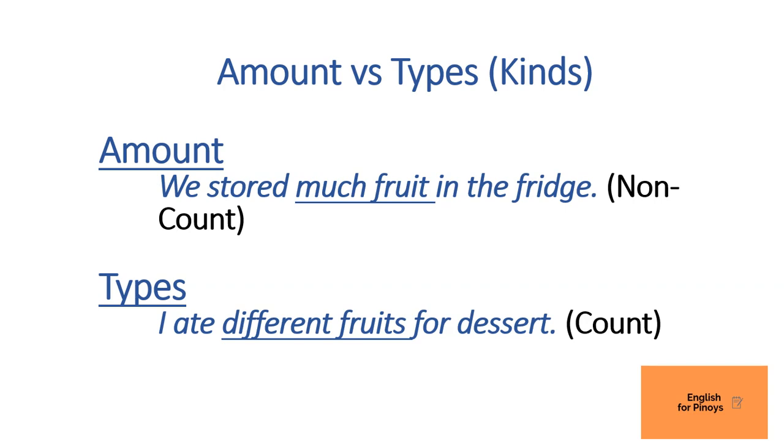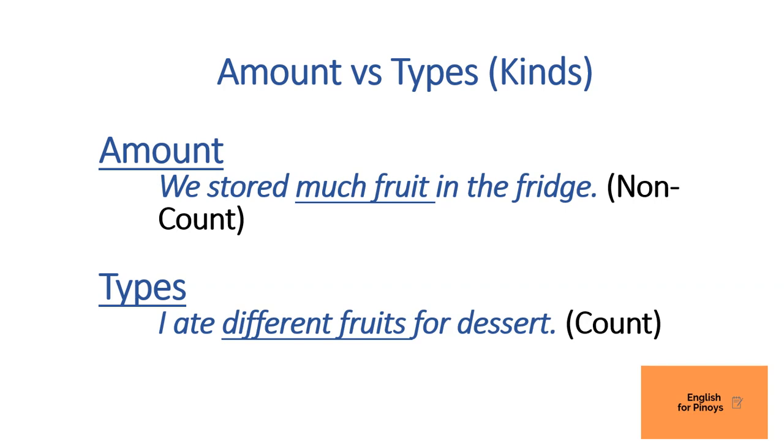Again, we're talking about amount versus types or kinds. So if we're talking about the amount of fruit, it's a non-count. So we stored much fruit in the fridge. You're talking about the amount of fruit, okay? So there, it is a non-count noun. The word fruit there is a non-count noun, okay? But if you're talking about different types of fruit, then it becomes a count noun.